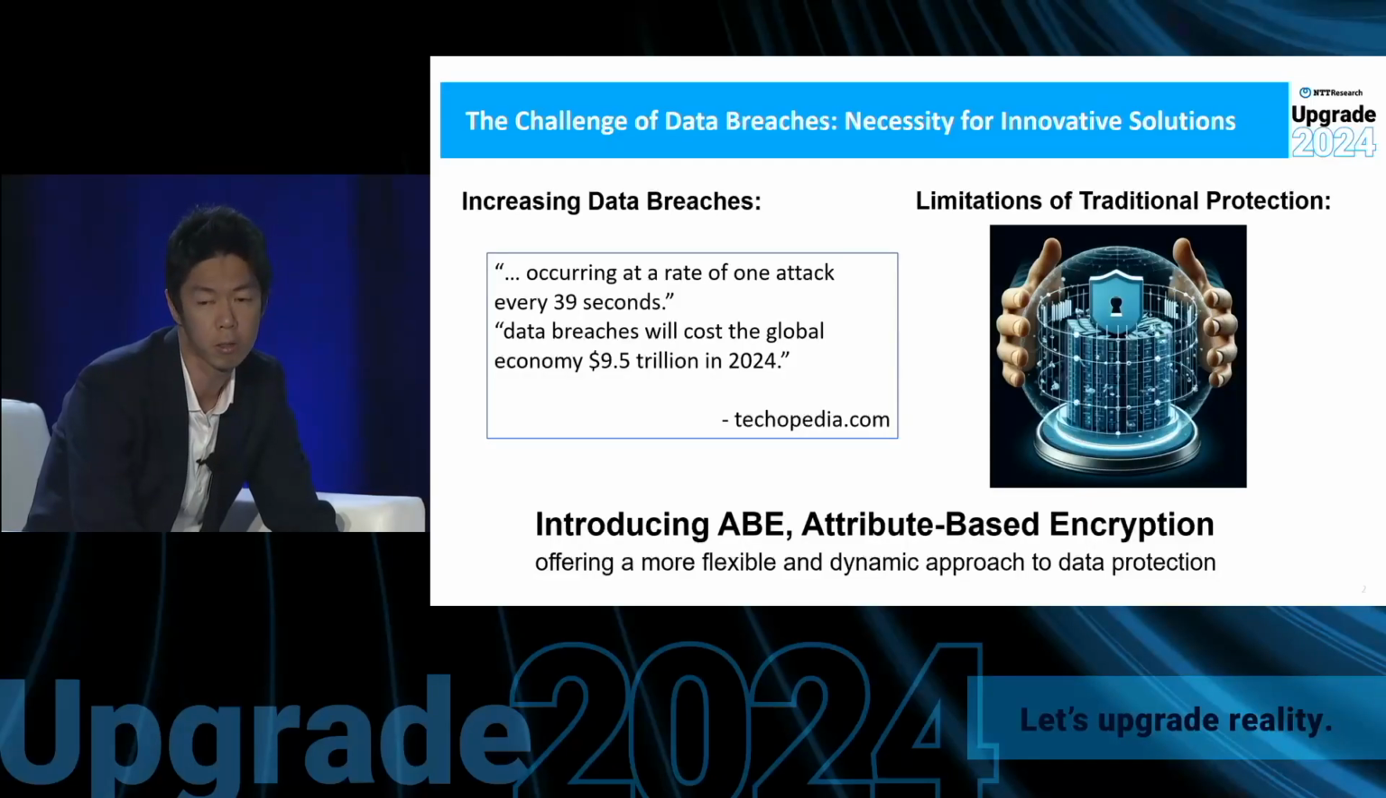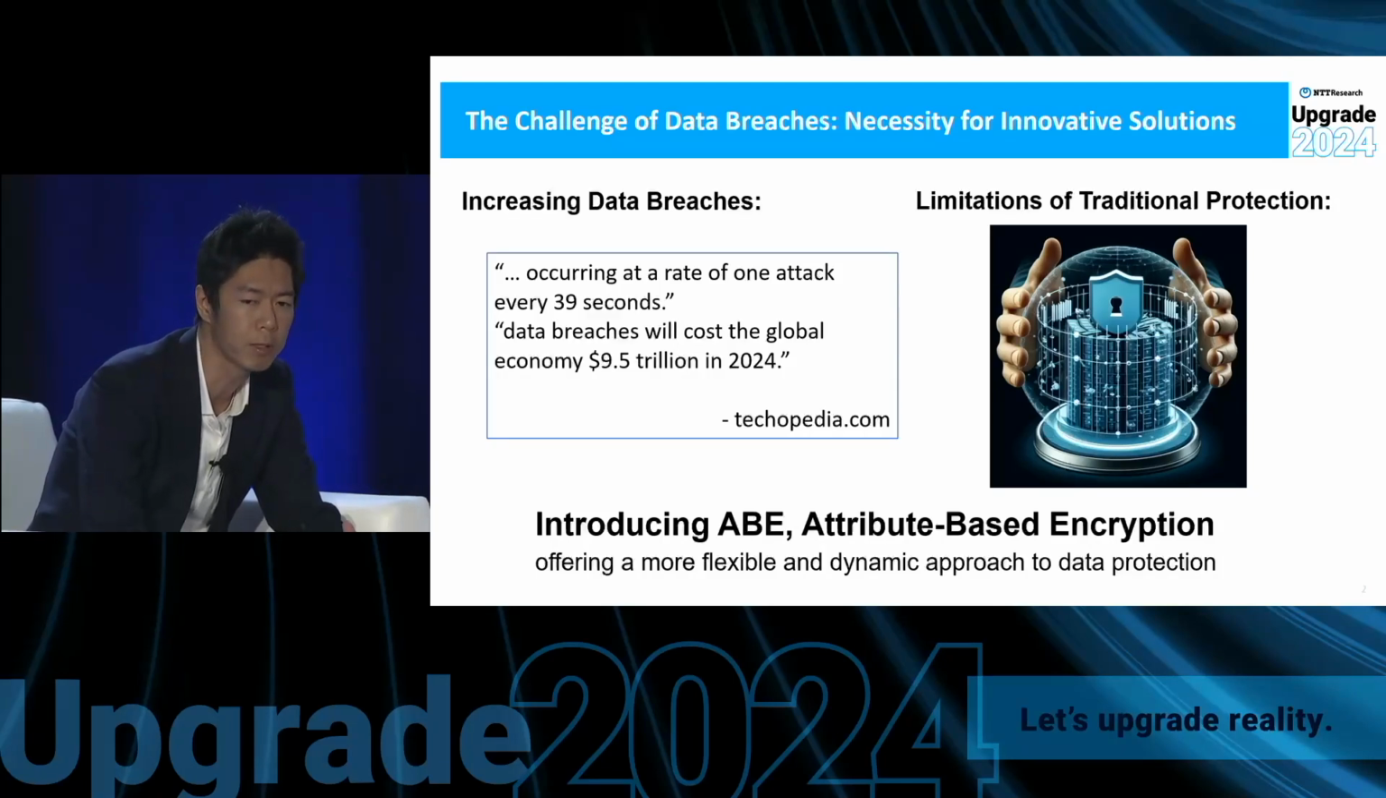Okay, so you all know that data breach is a big problem. Essential information can be stolen no matter where you keep it. And the damage from data breaches is increasing year by year. It says that cyber attacks occur every 39 seconds, and also cause damages amounting to 9.5 trillion.